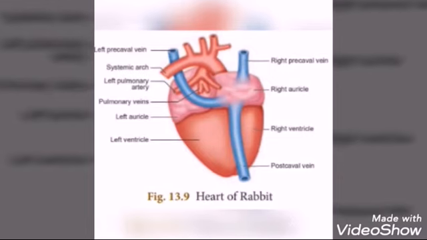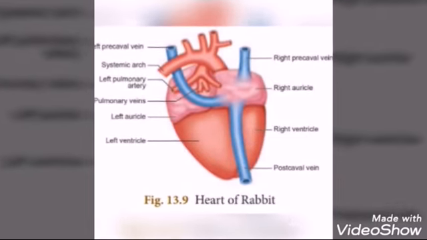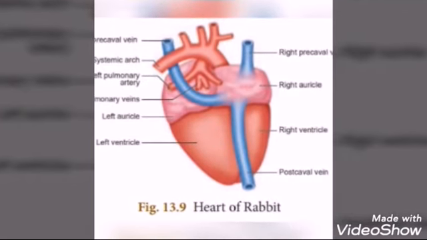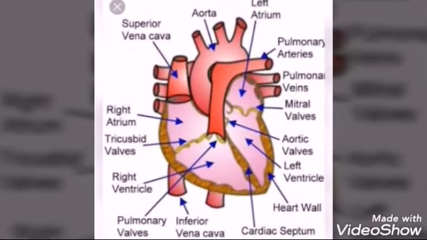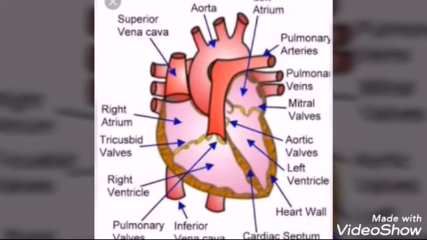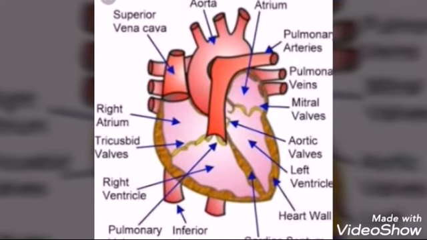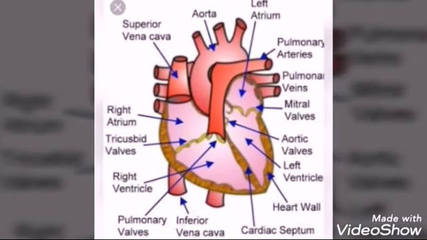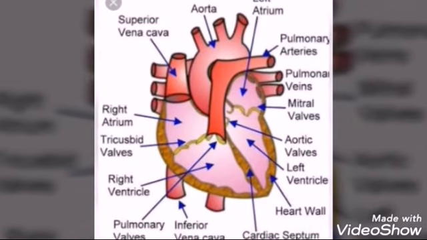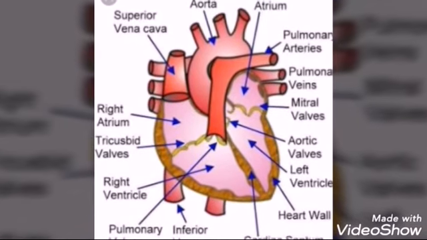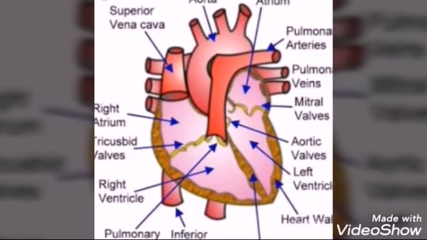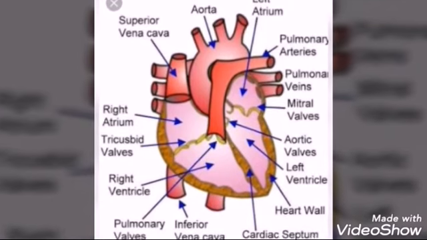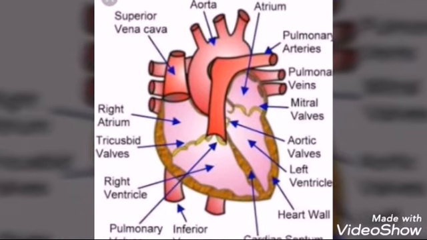Two auricles are separated by interauricular septum. Same way, two ventricles are separated by interventricular septum. The right auricle opens into the right ventricle by right auriculoventricular aperture. It means in between auricles and ventricle. Aperture means opening. It is guarded by tricuspid valve. Three flaps are present, so it is called tricuspid valve. Next, the left auricle opens into left ventricle by bicuspid valve.